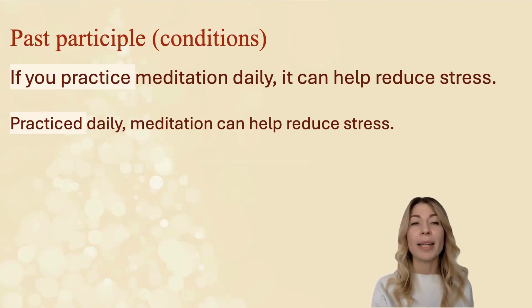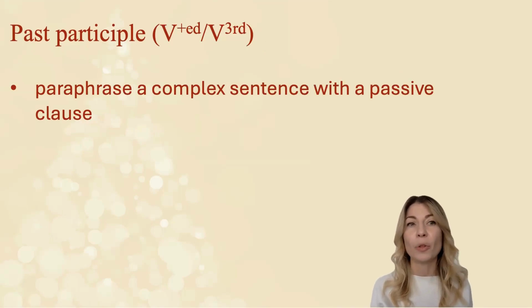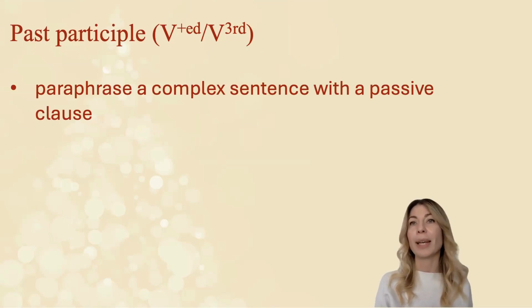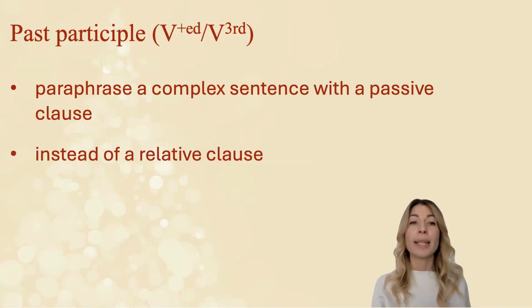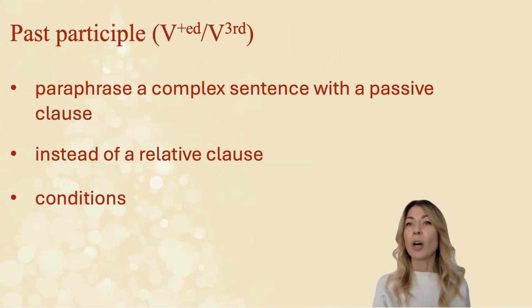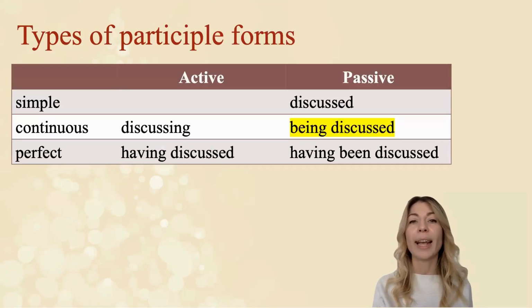So just keep in mind, let's just summarize when we use past participle. We use it when we rephrase a complex sentence with a passive clause instead of a relative clause, remember, and when we talk about some conditions with if sentences. I hope this is clear. And now it's time to move on and discuss the next participle form, which is passive.